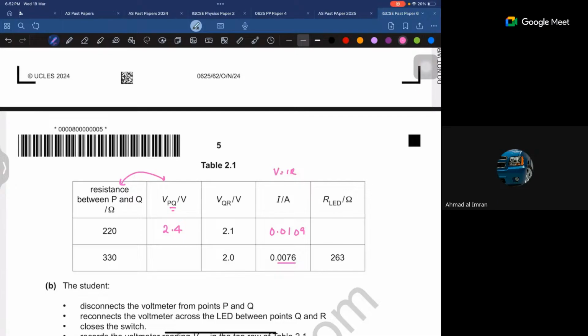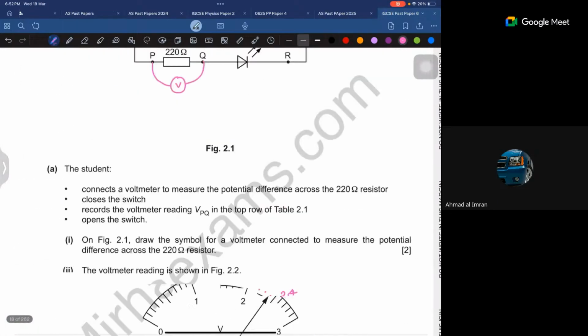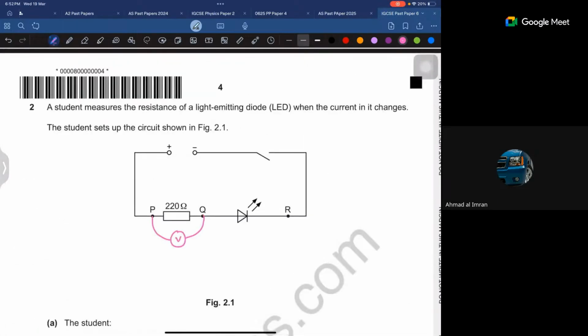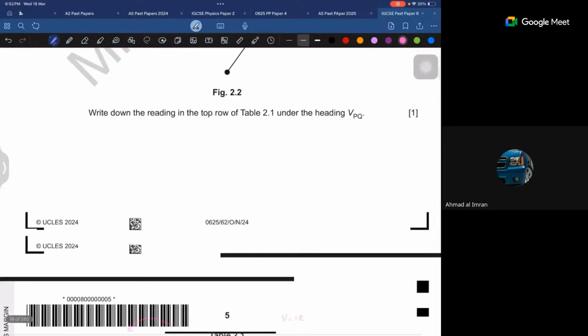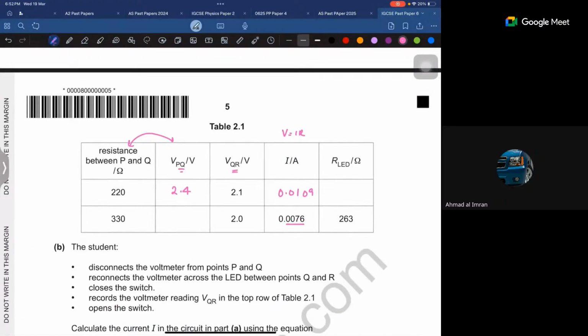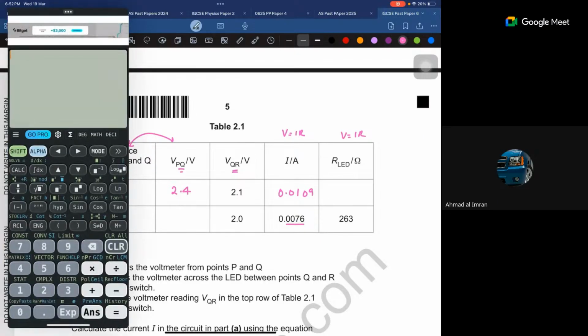Then R LED. What is R LED? Let me see. All right, here QR. So we have the voltage across this. We have the current. We're going to use V is equal to IR again. 2.1 times 0.0109, and it has 3 significant figures. So we are also going to write 3 significant figures.